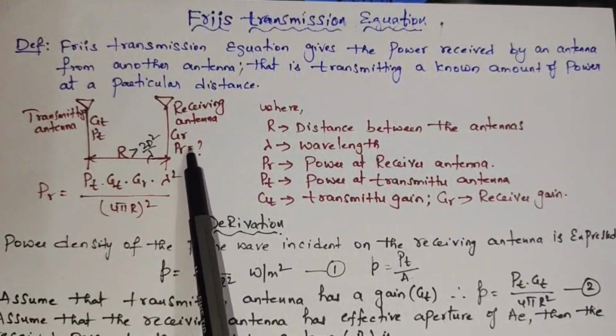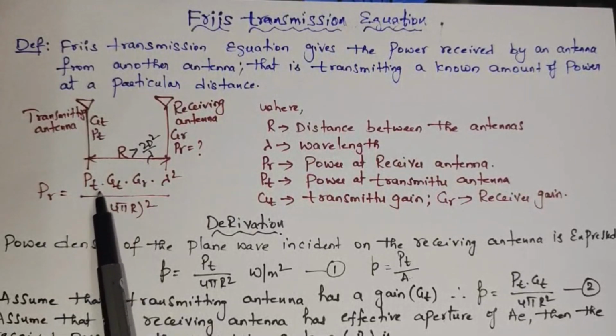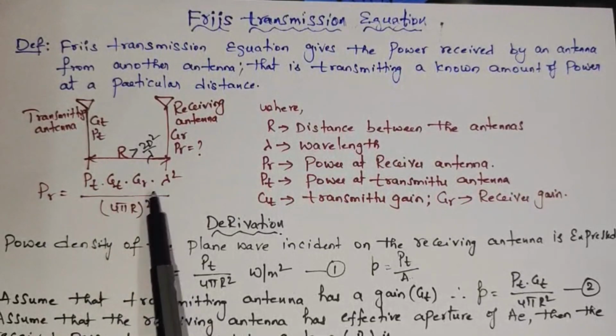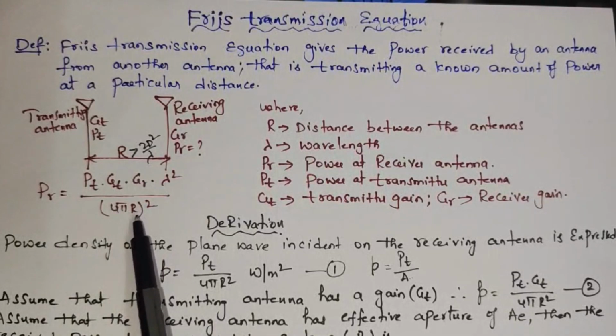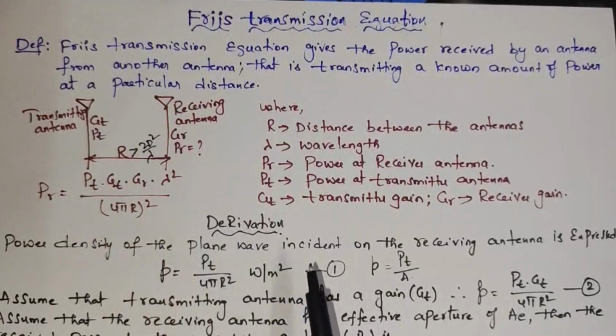So finally the formula for the Friis transmission is PR is equal to PT into GT into GR into lambda square by 4 pi r whole square. How this formula is obtained, we will go to the derivation part.